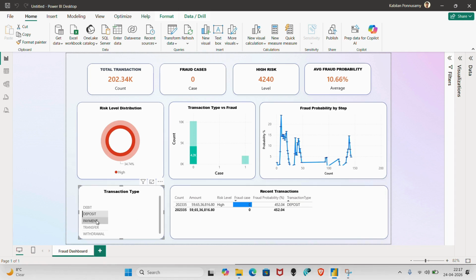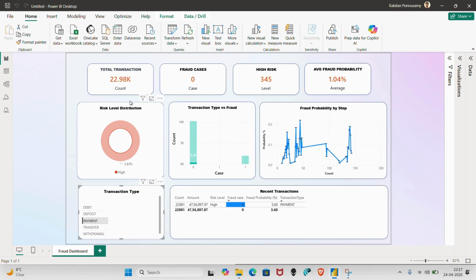Next is the payment dashboard. Here you can see the total transactions are 22.98k, and here also the fraud cases are 0, high risk is 345, and the average fraud probability is 1.04%. So payment transactions have low volume and low fraud probability compared to others. The risk level distribution shows that only 2.83% of the payment transactions fall under high risk.